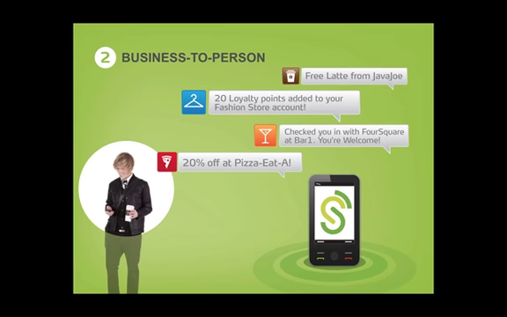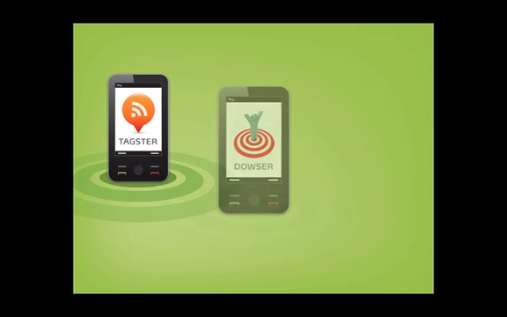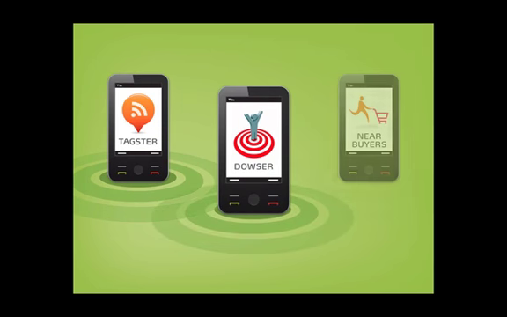Platforms are boring, and we know that, so we've created a couple of showcase apps that demonstrate what the platform can do, and they're available at mylocalsocial.com. There are 3 apps there right now: Tagster, Dowser, and Nearbuyers. Tagster and Dowser are examples of the person-to-person apps that we talked about, and Nearbuyers is an example of the person-to-business interaction that's possible using proximity.